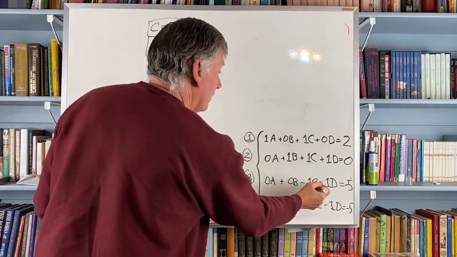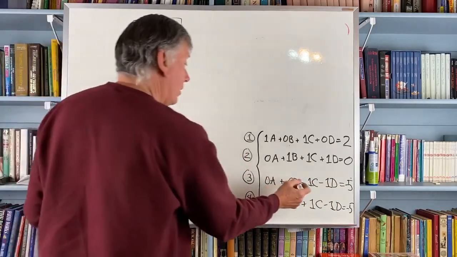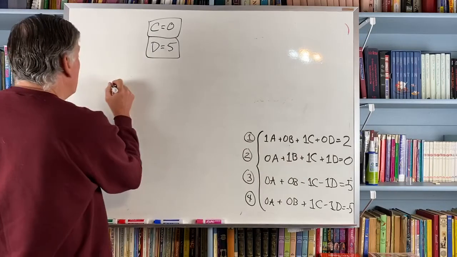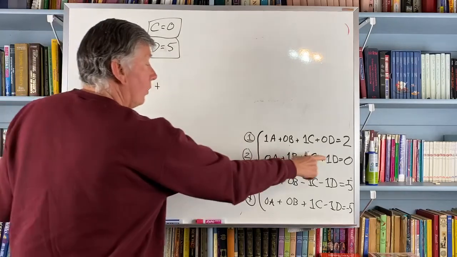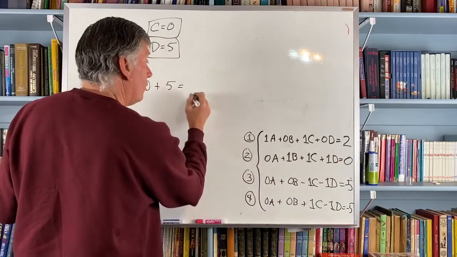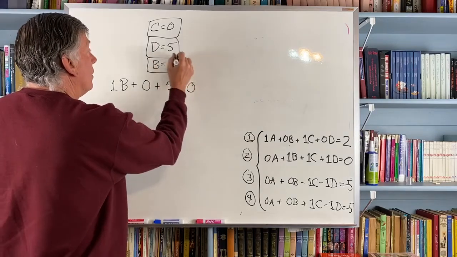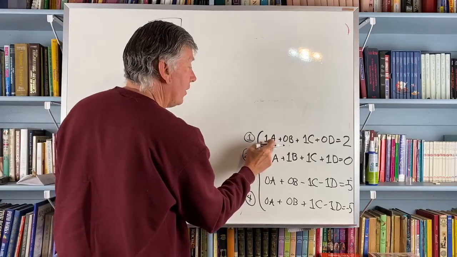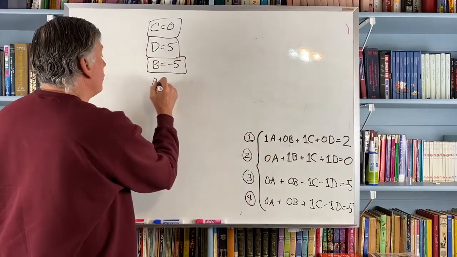If I know that c is 0 and d is 5, then I go to this one right here, b, c, and d, and I'm going to now substitute that. 1b plus 1c, which is 0, plus 1d, which is 5, is equal to 0. That means b has to be minus 5. And finally, up here at the top, if I know that a plus c equals 2, and c is 0, then a has to equal 2.